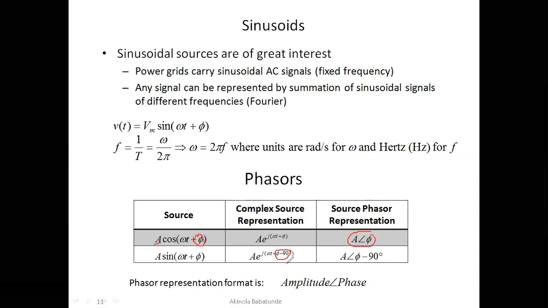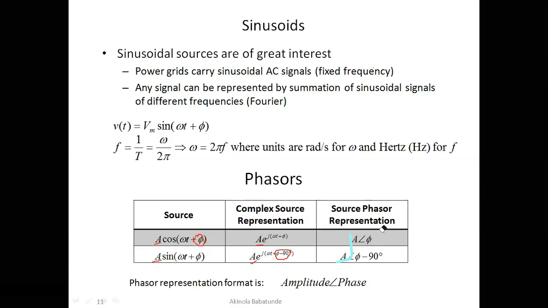So what you have here is the A, which is still the same A here, and here you have A. Then the phase would have changed to theta minus 90. So whatever you have after this wt plus, whatever is there becomes your phase angle. All right.